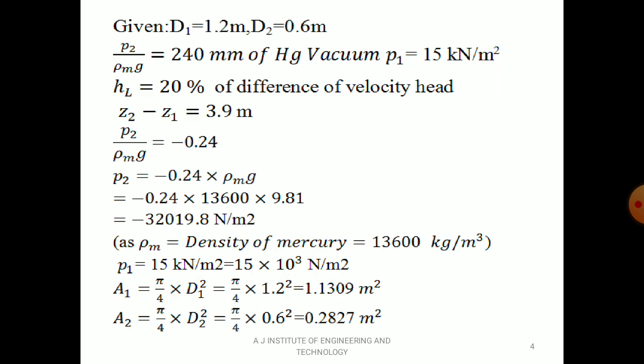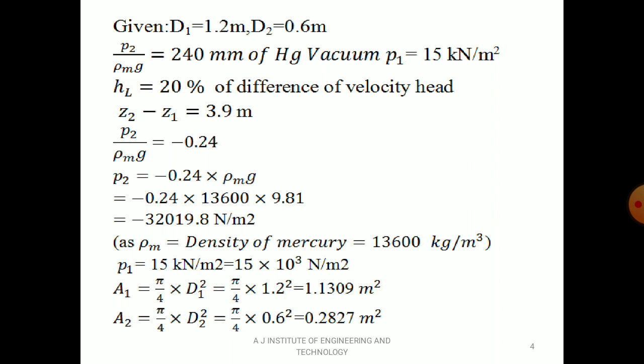So given D1 equal to 1.2 meter, D2 equal to 0.6 meter, P2 divided by rho m g equal to 240 mm of Hg vacuum, P1 equal to 15 kilonewton per meter square, HL equal to 20% of the difference of velocity head, and Z2 minus Z1 equal to 3.9 meter. Millimeter is converted to meter here, and you multiply by a negative sign because it's a vacuum pressure. So P2 equals minus 0.24 into rho m g, that is minus 0.24 into 13,600 into 9.81, which equals minus 32,019.8 Newton per meter square. That is the pressure at section 2-2.